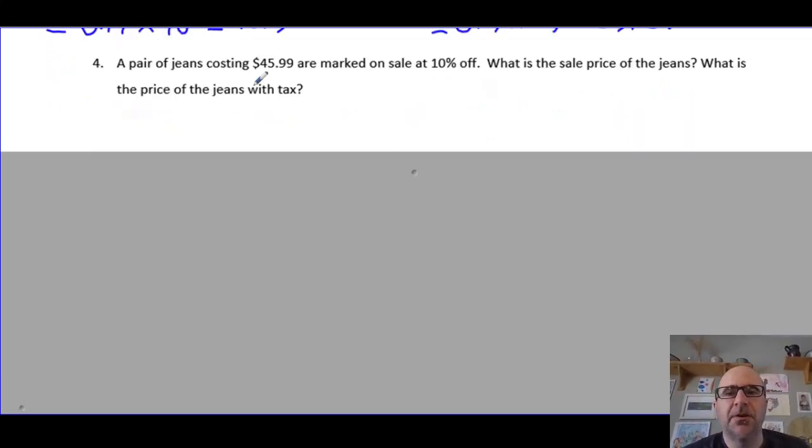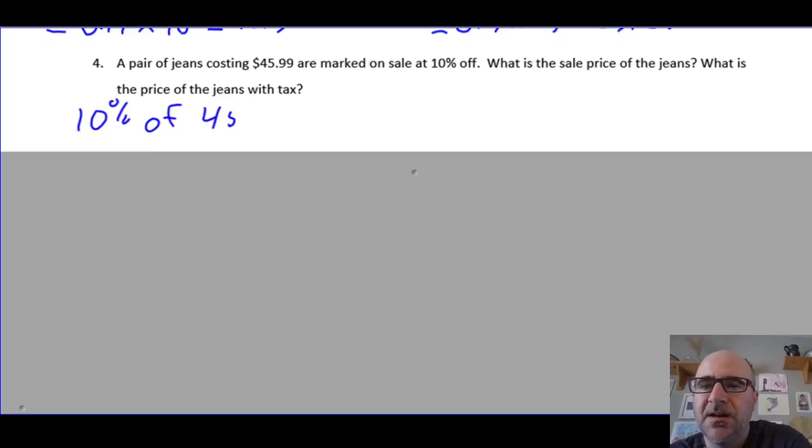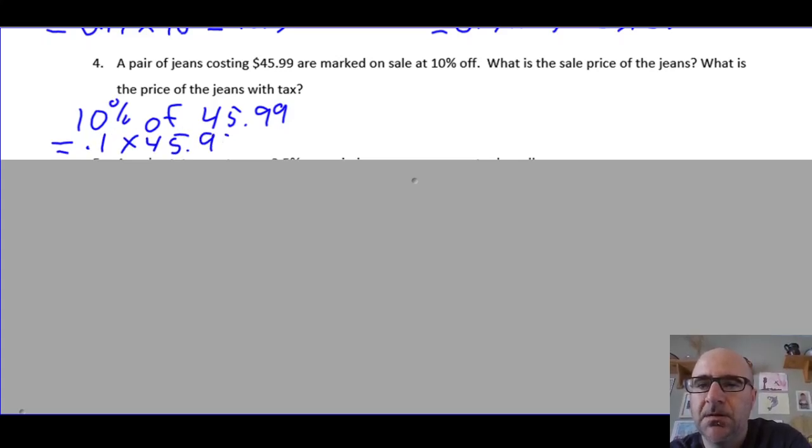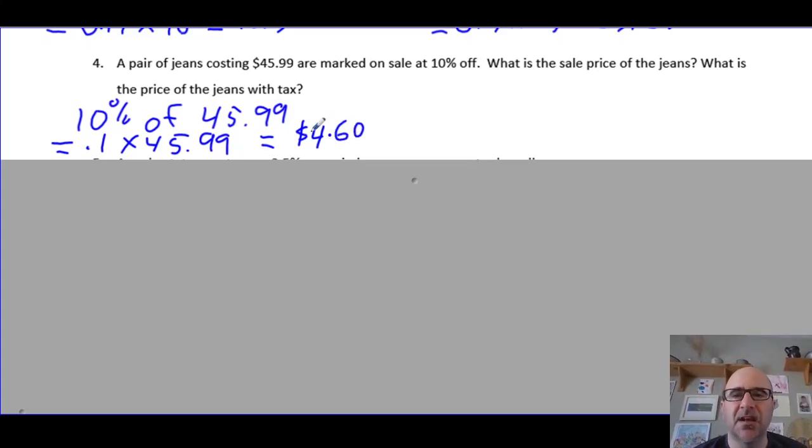In this next one, we've got a pair of jeans, $45.99, and they're on sale at 10% off. So they're going to subtract 10% of the price. The first thing we could do to answer this question is to take 10% of $45.99, which we do by multiplying 0.1 times $45.99, which gives us $4.60. That's what we sometimes call the discount.